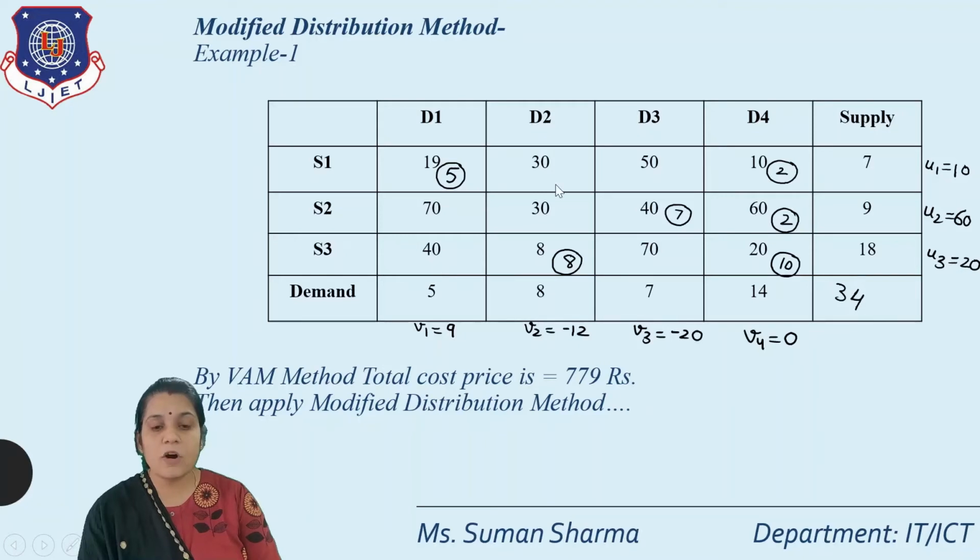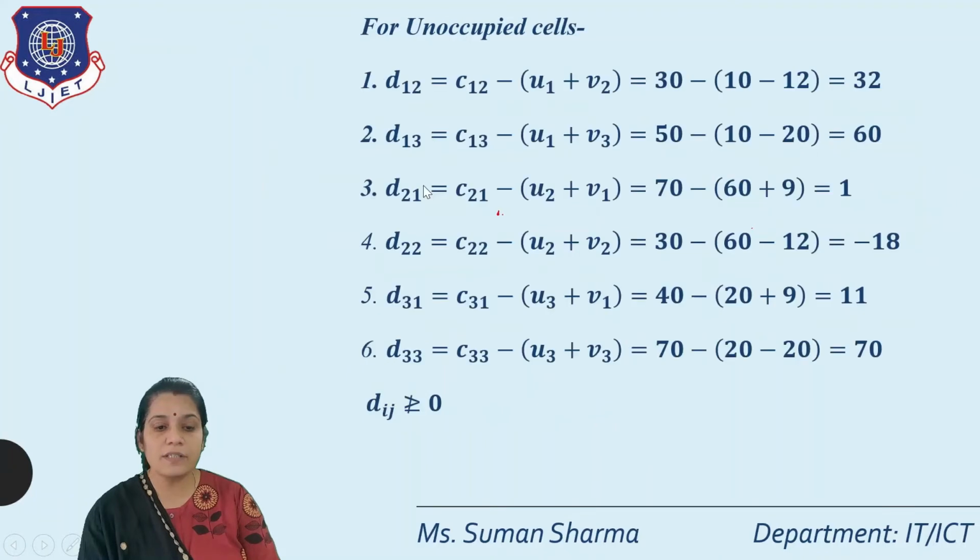Okay, so all these cells are the unoccupied cells. So what is the place value? Place value is first row, second column, and first row, third column. So we write here D12, D13. Second row, first column, second column, so D21, D22. Third row, so D31 and D33. All this is the unoccupied cell. So we write here D12, D13, D21, D22, D31 and D33.